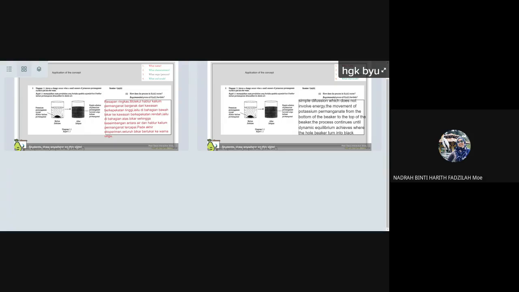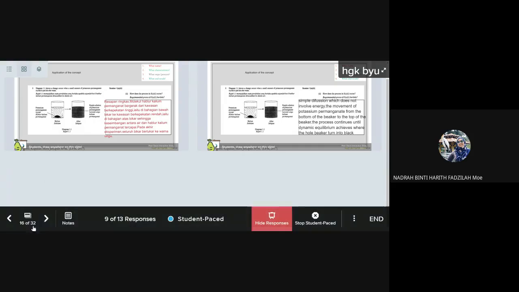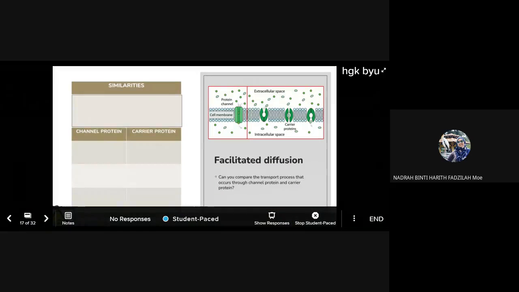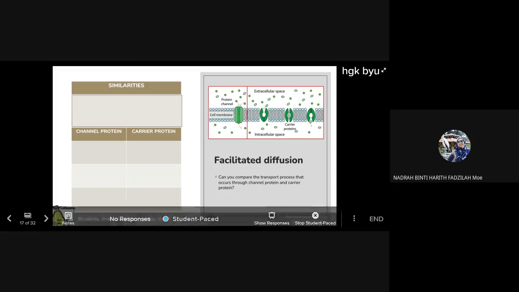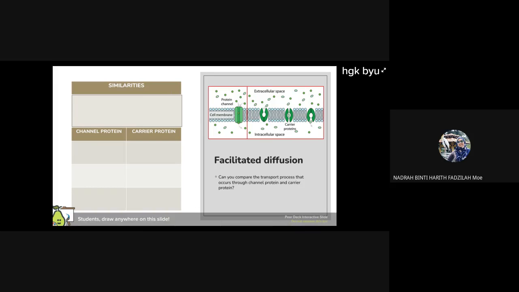Okay, tapi untuk mereka yang dah settle, kita nak pergi ke slide seterusnya. Okay, anak-anak please go to slide 17. Okay, kamu boleh move to slide 17. Okay, pergi slide 17. Okay, sorry. Okay, pergi ke slide 17.